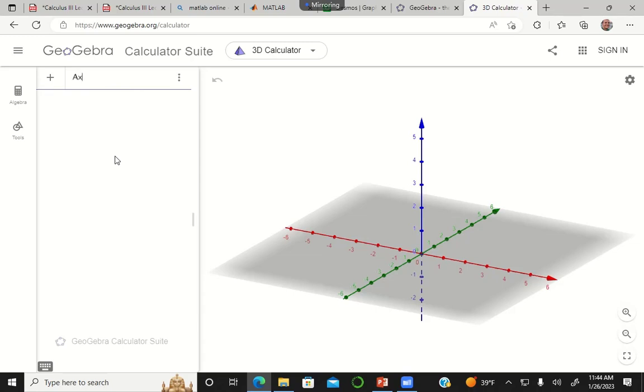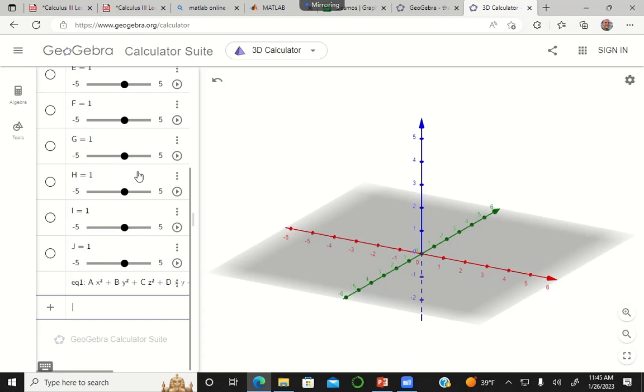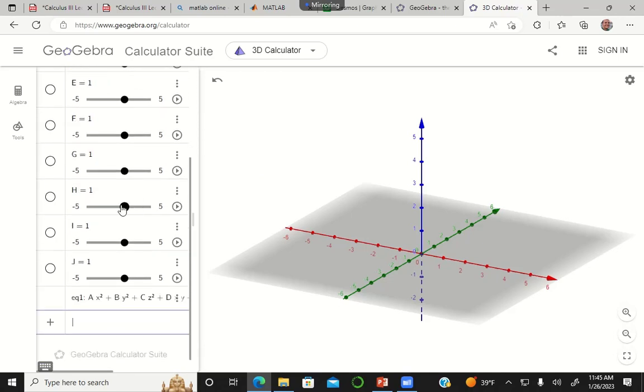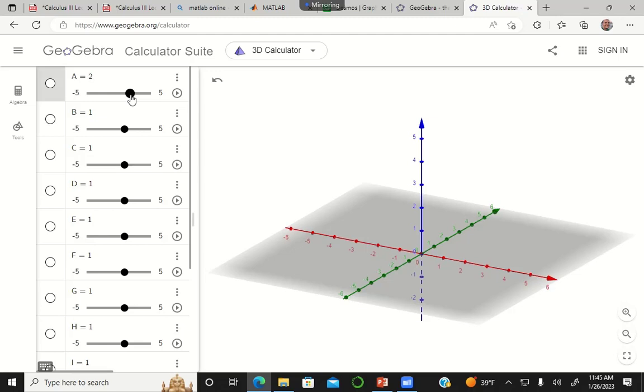And I'm going to type in ax squared plus by squared plus cz squared plus dxy plus eyz plus fxz plus gx plus hy plus iz plus j equals 0. Ta-da. Okay, so it gives me a lot of these sliders where I can adjust the values of a, b, c, d, e, f, g, h, i, j, and my goal here is to change the values of these sliders until it gives me an ellipsoid.